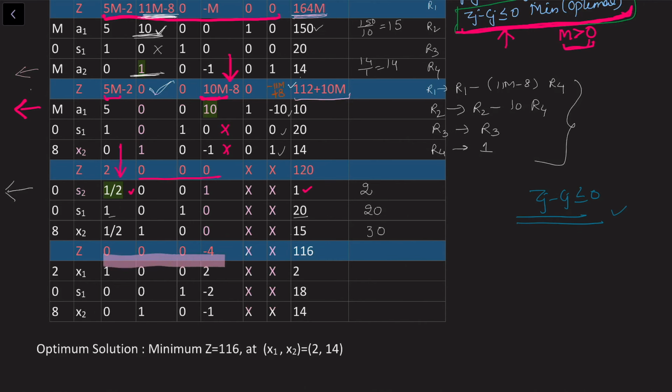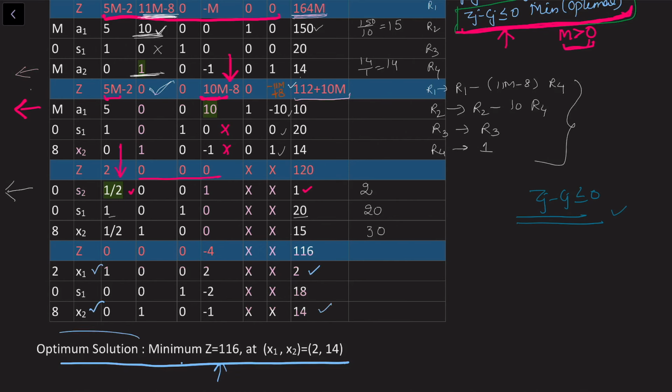Now in the last table you see all Zj minus Cj are less than or equal to 0, which satisfies the minimization optimality criteria, and Z is also 116, it has come down from 120 to 116, and all the solution values are feasible. So this is the optimal table of the problem. So minimum Z is 116 at x1 equal to 2, x2 equal to 14.